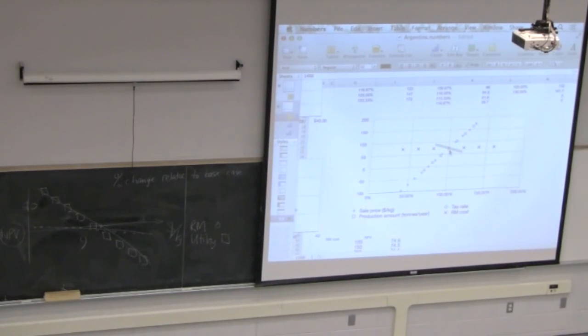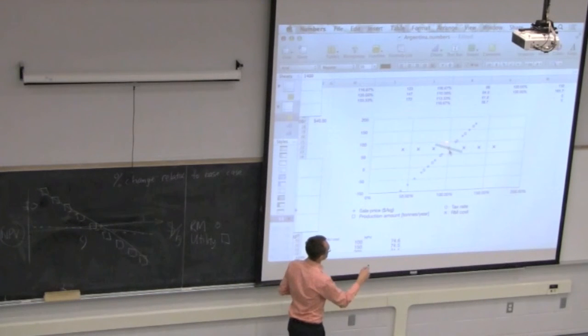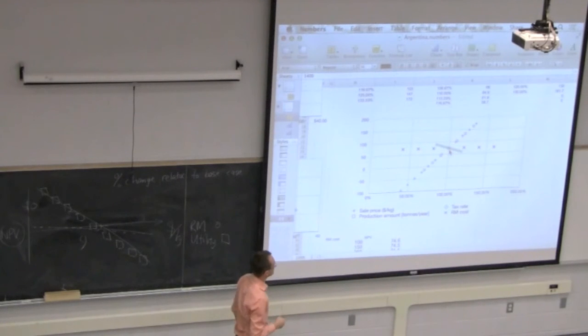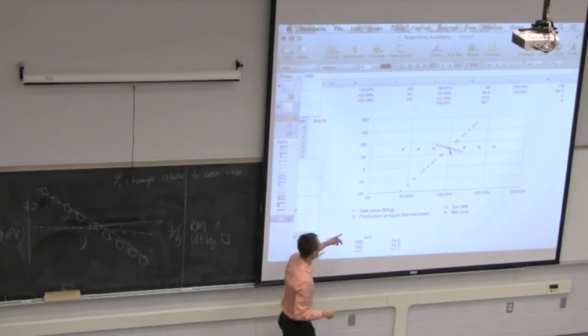So I'm comfortable to invest in this country, Argentina, because over my expectation of the tax rates, I'm going to be profitable no matter what. I'm comfortable that no matter what the raw material price, I'm going to be profitable. The two things that seem to most impact me are these here, the sales price and the production amount.